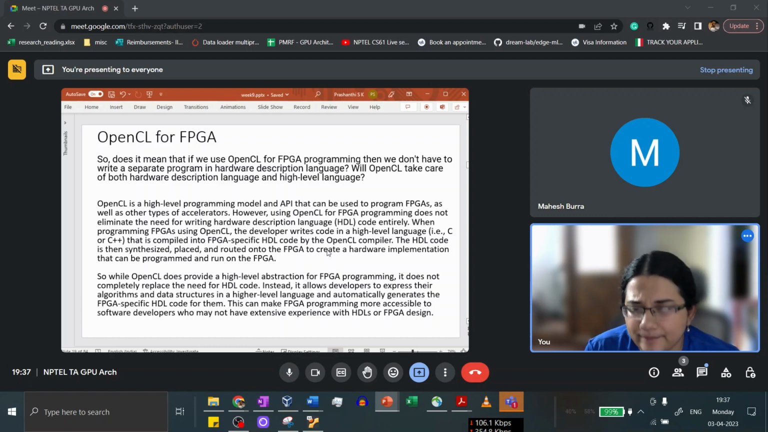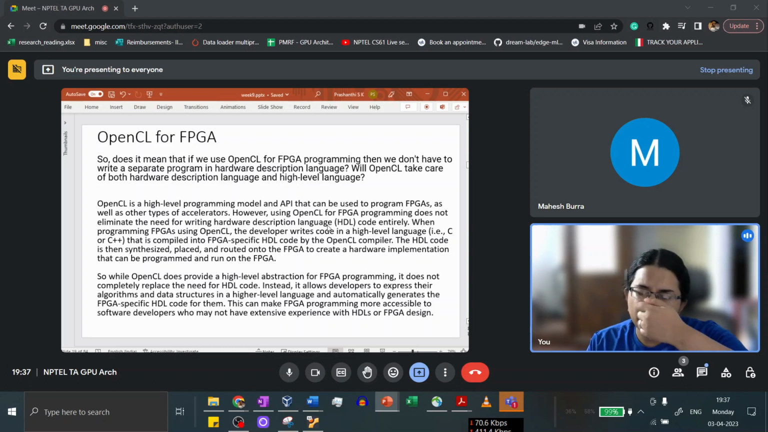So think about a C program, right? Ultimately, it does get translated to assembly instructions because all your hardware knows is assembly instructions, right? But you as a developer don't have to write assembly code, and that makes your life a lot easier, right? That's what the C language gives you. So similarly, OpenCL gives you an abstraction because of which you don't need to know HDL.